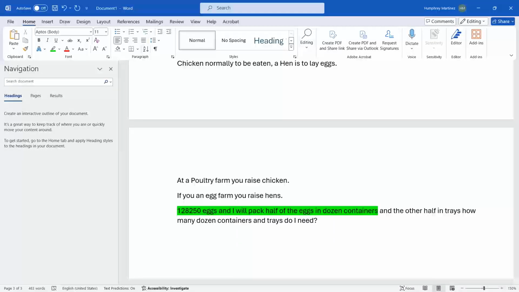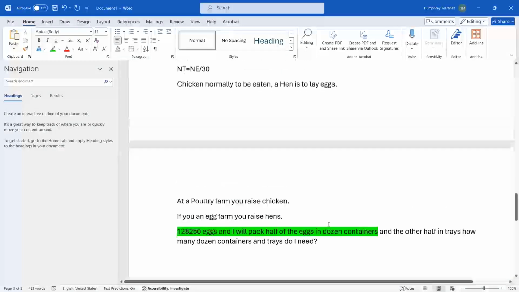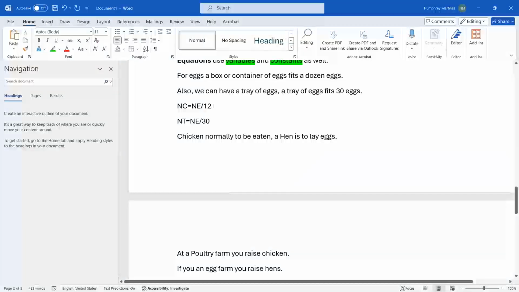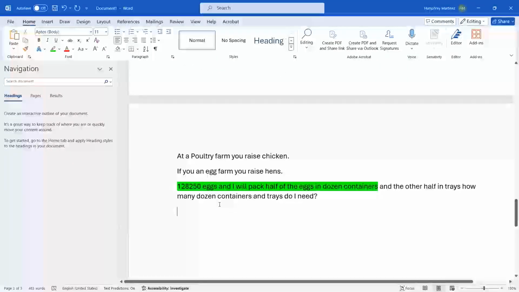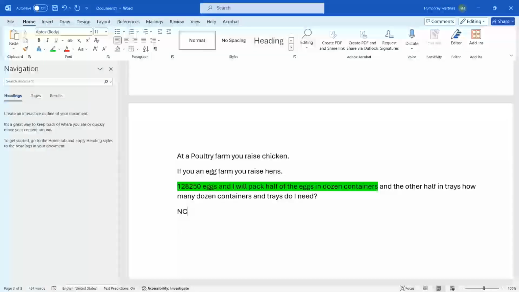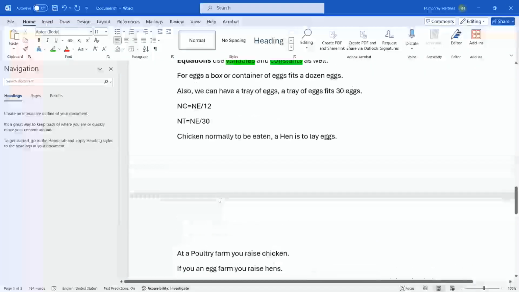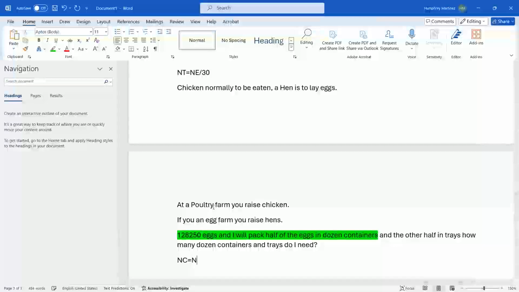Half es la mitad. La mitad de los huevos, de esos 128,250 huevos que produciste, lo vas a empacar en containers de una docena. ¿Cuántos containers de una docena necesitas? How many do you need? Remember the one that is the number of eggs divided by 12. Okay? You already have the equation. That's what is important, to have an equation. See, the equation is the number of eggs divided by 12.